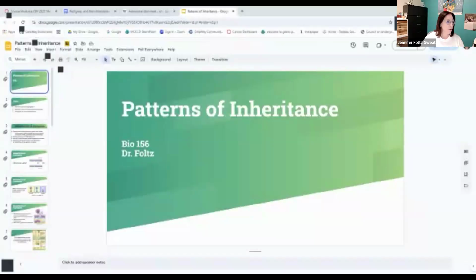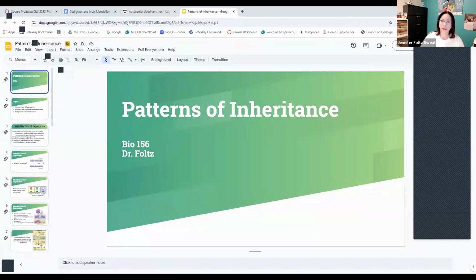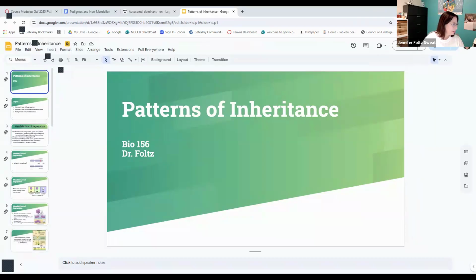So hopefully you had a chance to read the textbook and go over the instructional videos. I think that they were pretty helpful. Okay, now I got my screen ready. How many of you had done genetics before, Punnett squares and things like that?